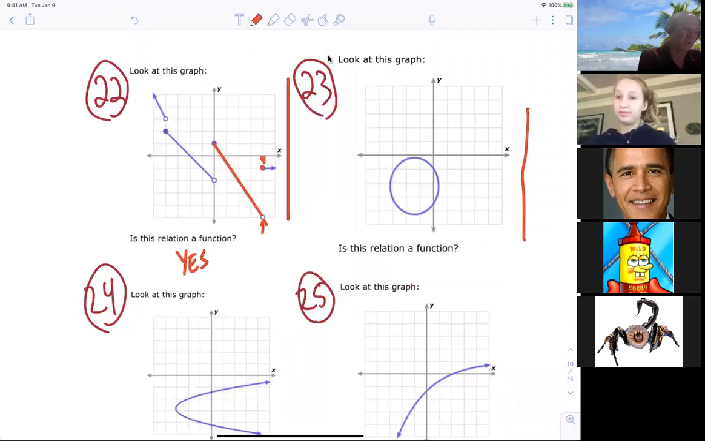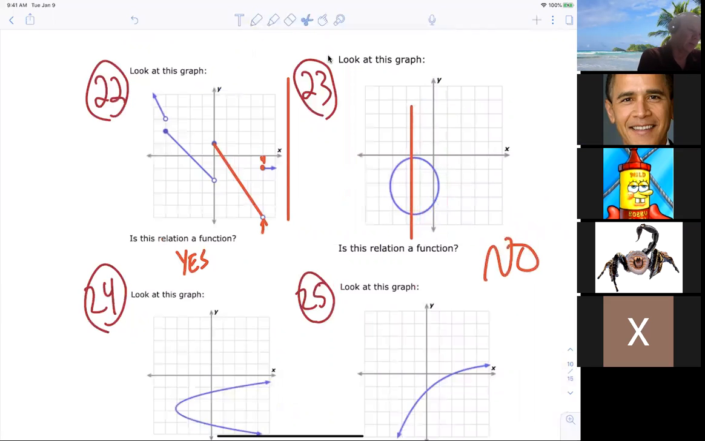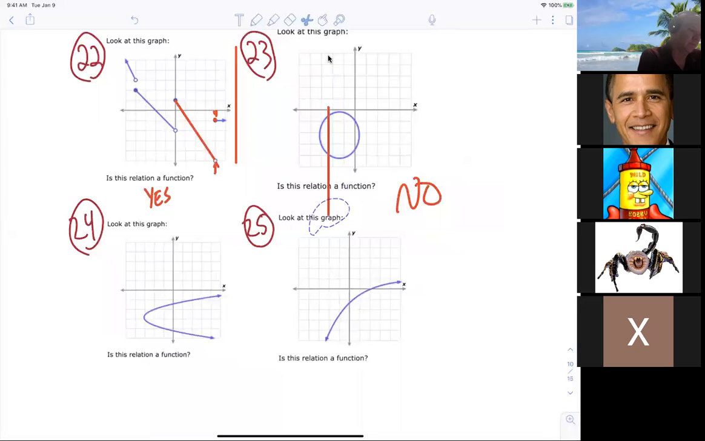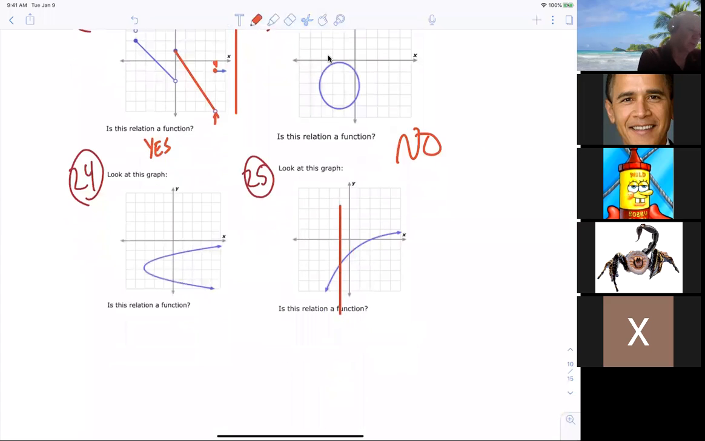Now 23, everybody should be good with this one, pretty easy, right? Is this a function? No. Definitely not. Thank you. All right, now I'm going to grab my vertical line again. Is this a function? No. Is this one a function? Yes, it is. 25 is yes, and 24 is no.